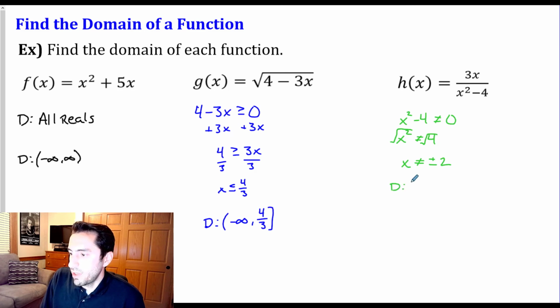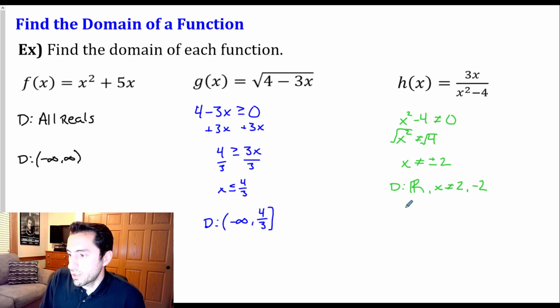So maybe I'll say my domain is all reals. And here maybe I'll use the symbol for real numbers, it's the double barred R. And then I could just say except x cannot be 2, it cannot be negative 2.